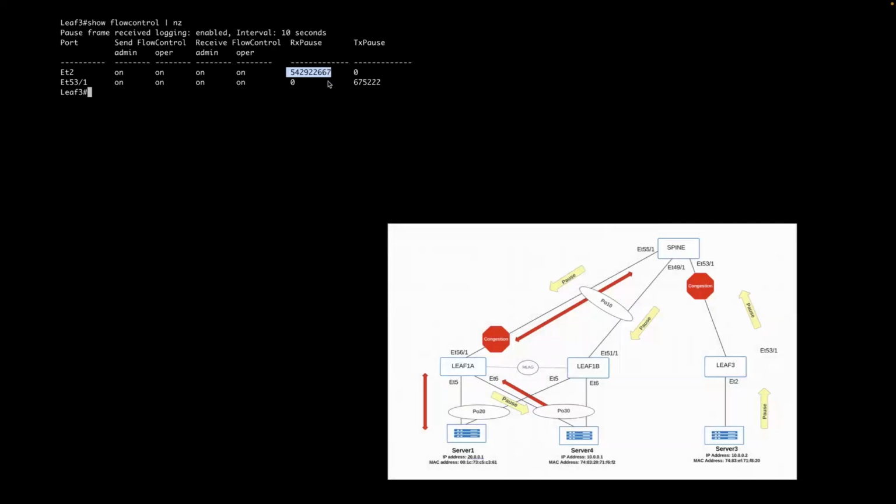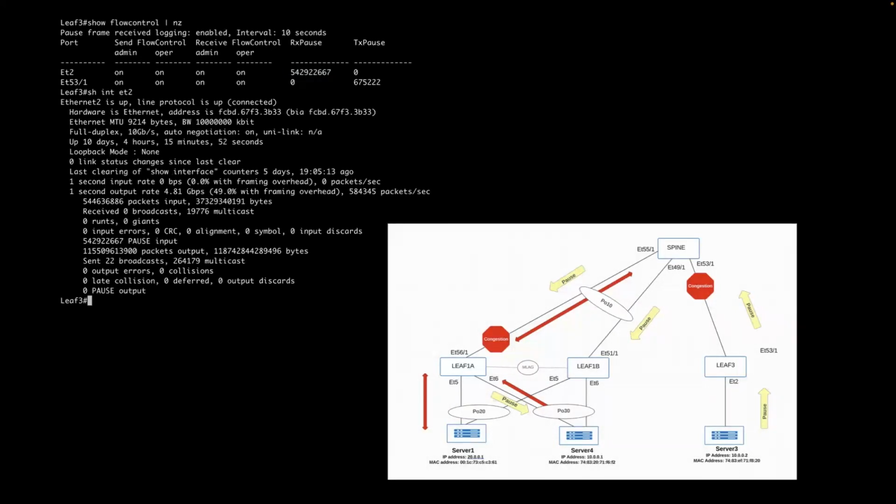Now to check the first output, we're going to run the show flow control output on leaf 3. We can see here that ET53/1 was sending out some pause frames, but it was actually the ET2 interface where we were receiving quite a lot of these pause frames. Going by the main topology diagram, we know that server 3 was connected to this particular interface, ET2 of leaf 3.